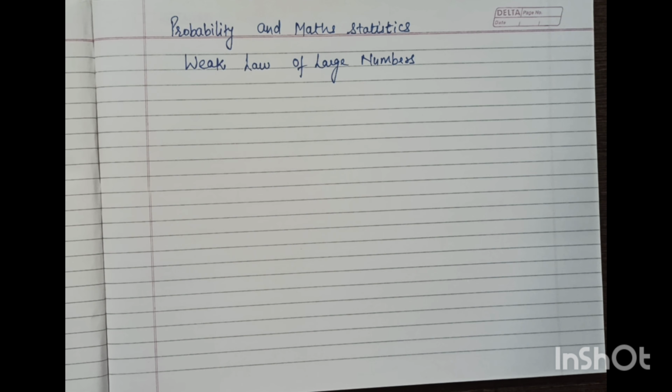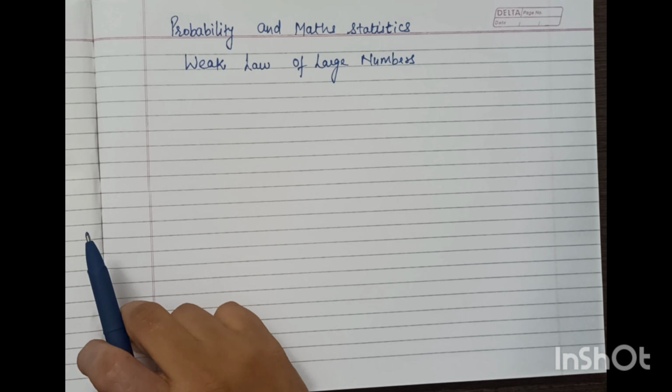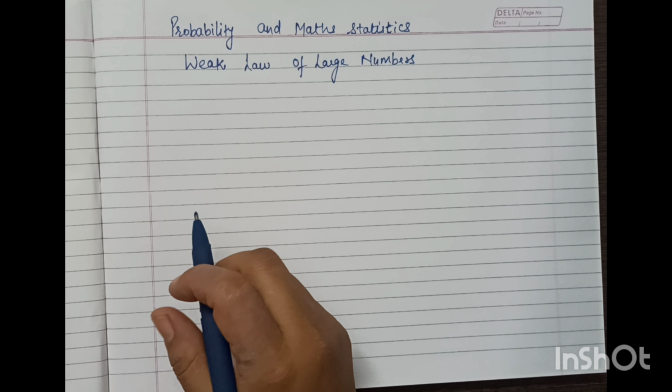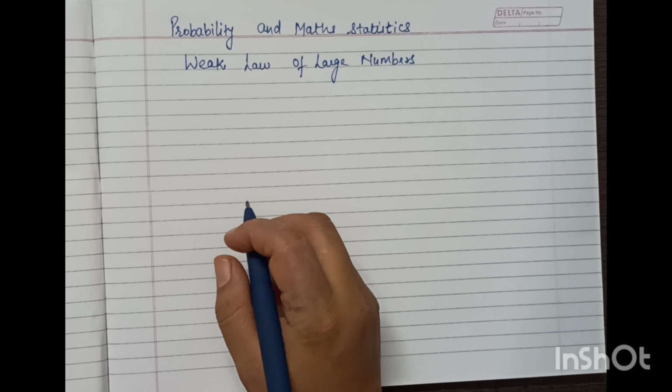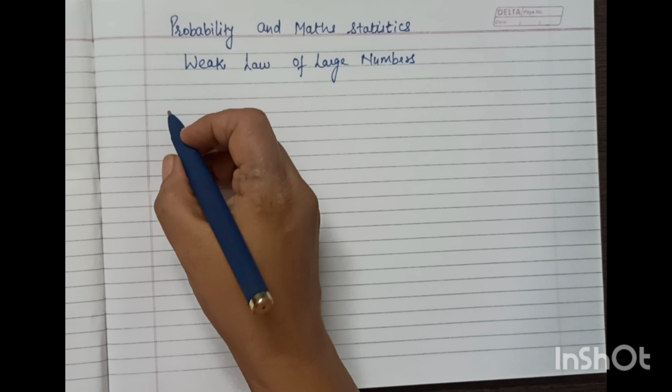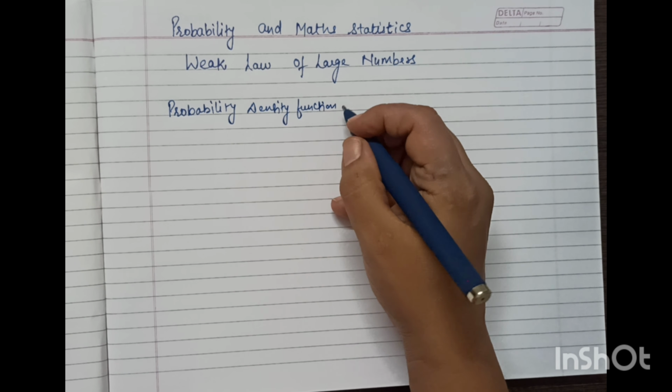In probability and mathematical statistics, we'll be studying the weak law of large numbers. But before we start, we need some basic definitions of a few things. First of all, we must know what is a probability density function. In short, we say PDF.